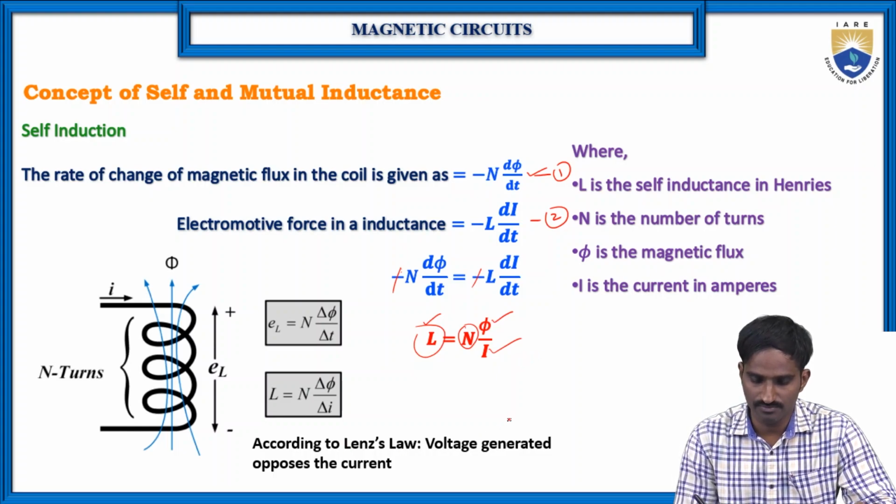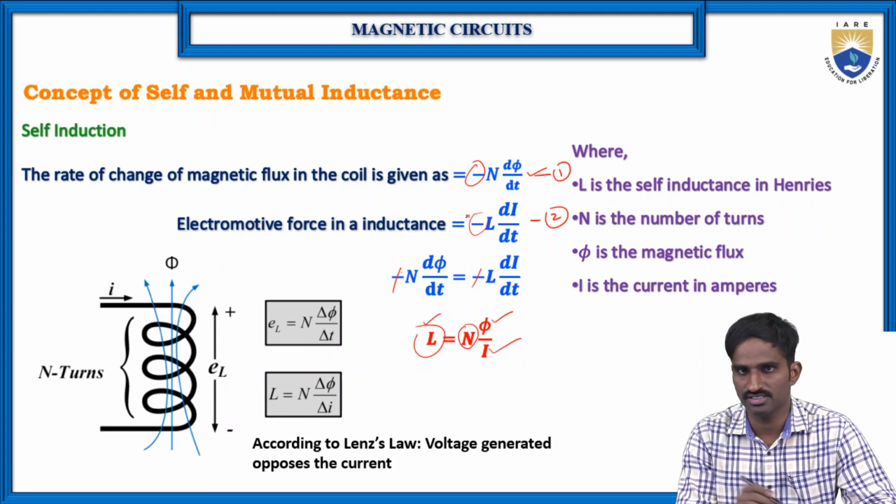As I mentioned, the voltage generated always opposes the current flowing through the coil. We have already discussed this in Faraday's law of electromagnetic induction also. That's why, according to Lenz's law, we are getting the minus sign. So this is about the concept of self inductance.